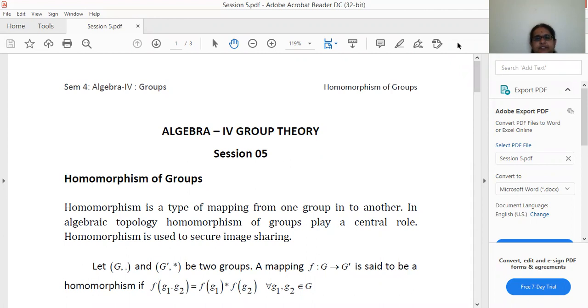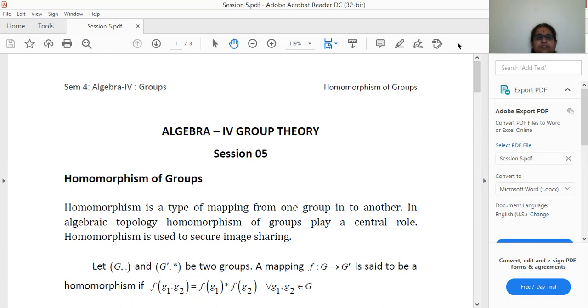Now, we shall take two groups, (G, ·) and (G', *). Here, G is a non-empty set with a binary operation dot, and G' is a non-empty set with binary operation star. So f is a mapping from G to G'. The domain G has the binary operation dot and the codomain G' has the binary operation star.